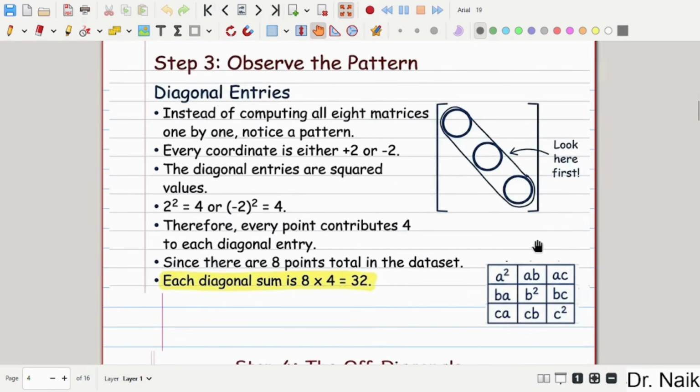Look at here. This is the matrix for 1 point. Similarly, we have 8 points. Therefore, we have 8 matrices similar to this. In each matrix, we have 4 at this position. So for the 8 points, we have 8 into 4, 32 as the entry at this position. At this position, 32 entry, and at this position also 32 as an entry.